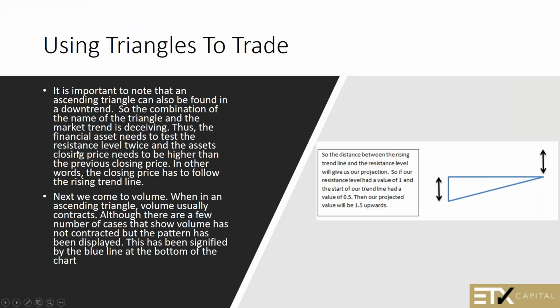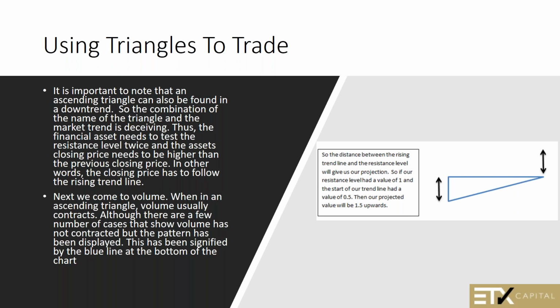Now, how would you use a triangle to trade? It's important to note that an ascending triangle can also, at very rare times, be found in a downtrend. So the combination of the name of the triangle and the market trend is deceiving. Thus, the financial asset needs to test the resistance level twice, and the asset's closing price needs to be higher than the previous closing price. In other words, the closing price has to follow the rising trend line.